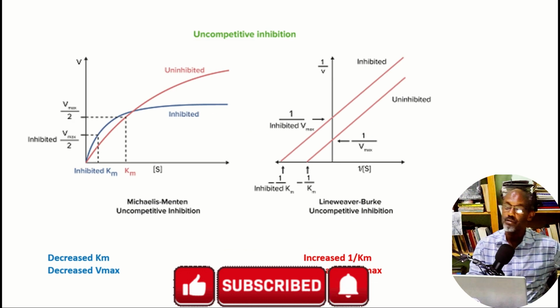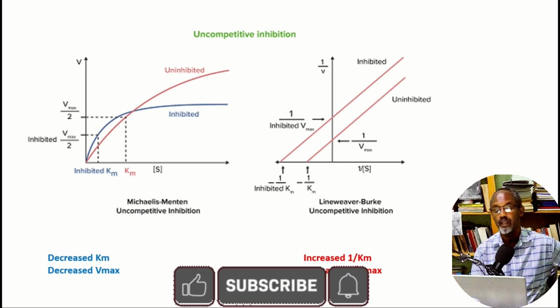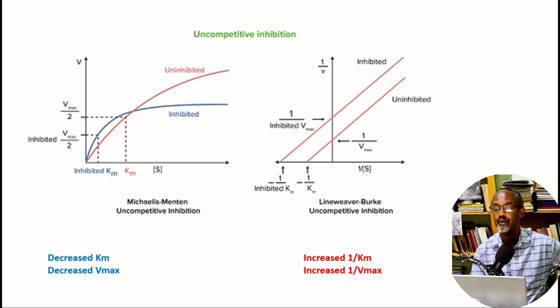You can see this graph, the graph with uncompetitive inhibitors. You see, both the Km and the Vmax are affected. What happened to the Vmax? Decreased. And what happened to the Km value? The Km value has decreased. The same is shown in the Lineweaver-Burk graph.